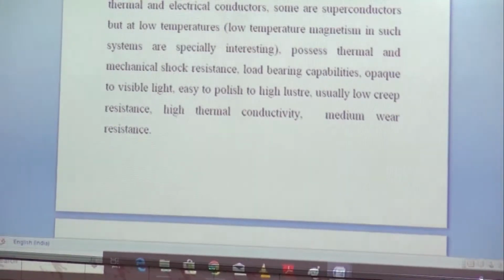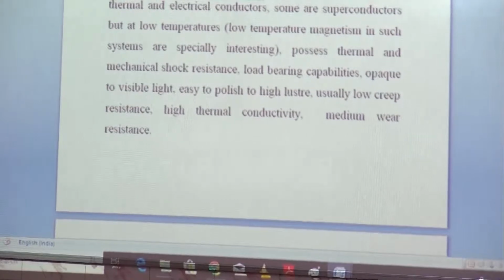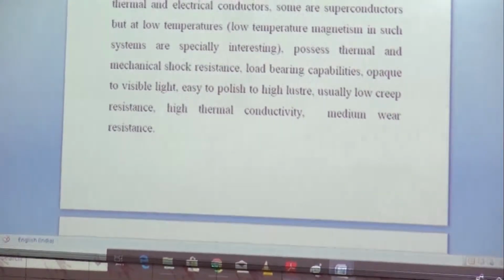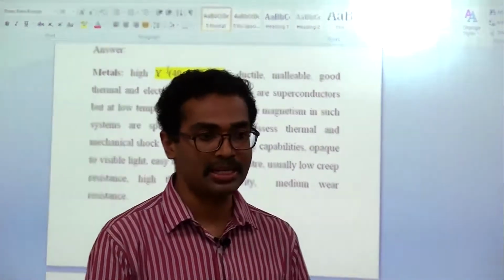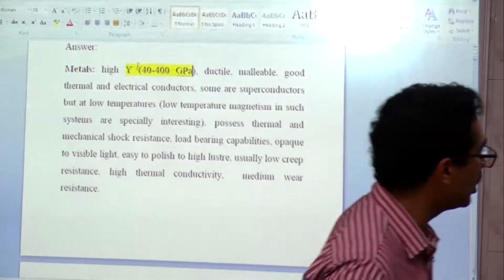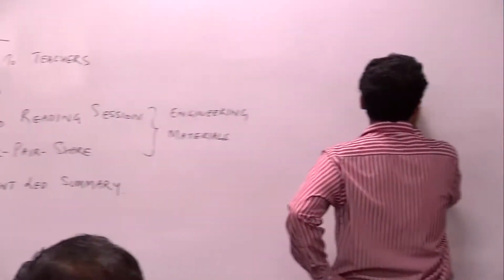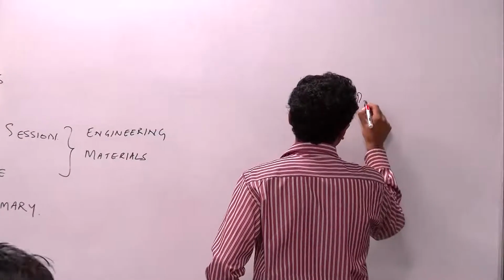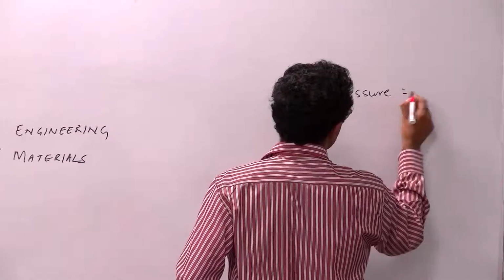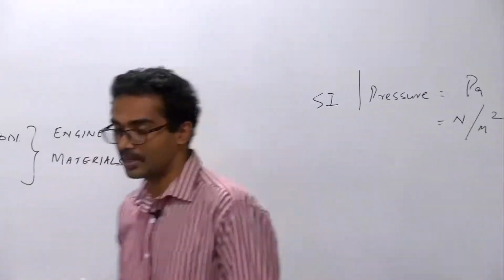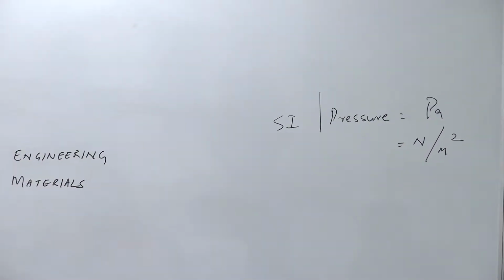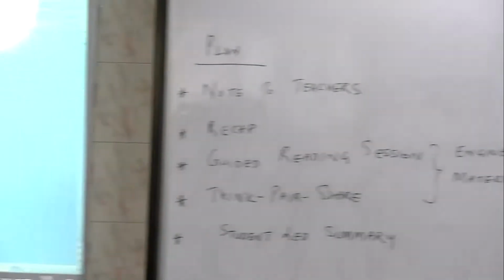So it has high Young's modulus. Note the SI unit. What is the SI unit here? I have written it as gigapascal. The SI unit of pressure is Pascal. And what is Pascal? Newton per meter square. So this is important for all of you to know. So the SI unit of pressure is Pascal, and Pascal is Newton per meter square. Okay. And what is pressure? Pressure is force per unit area. Very good. So this is basically force per unit area.